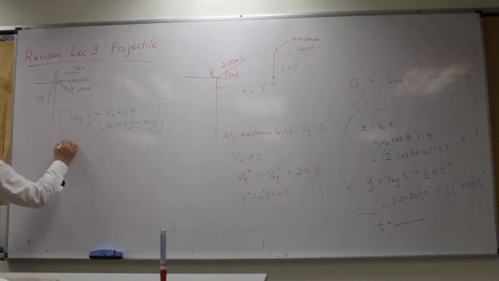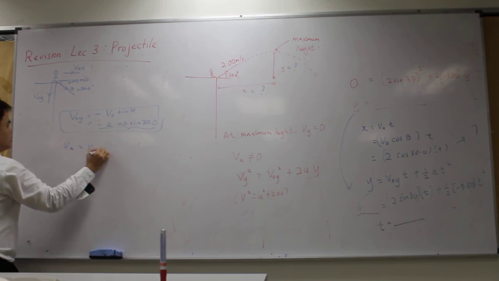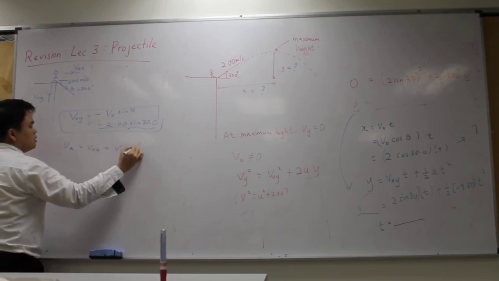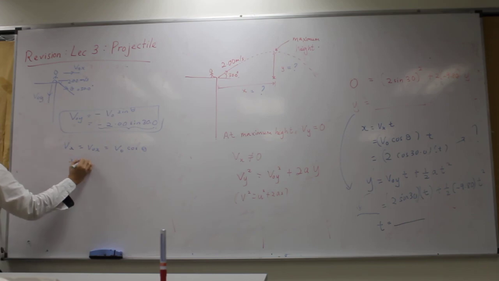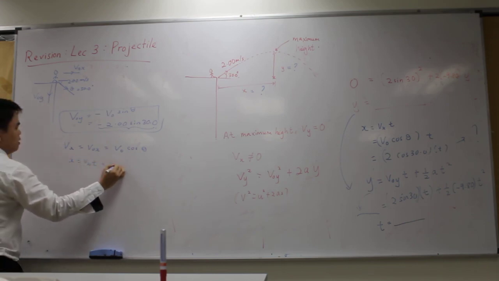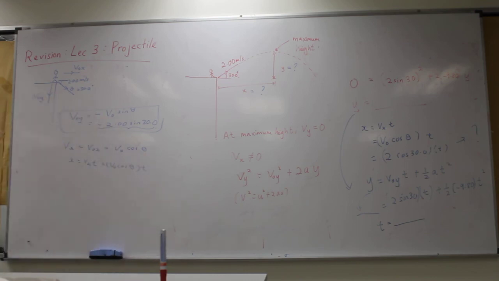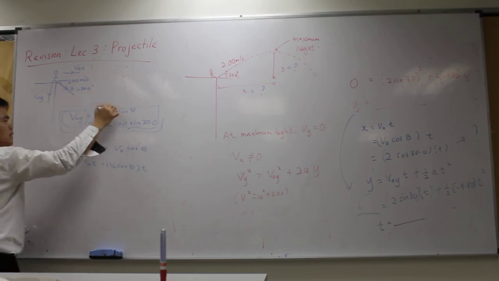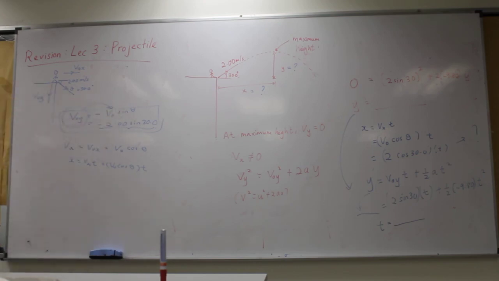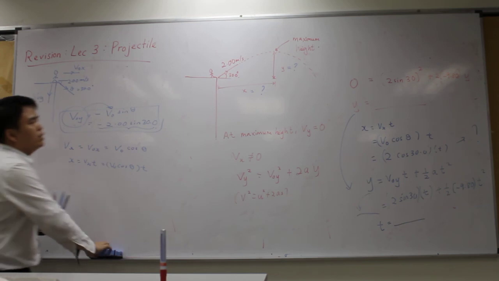So the same thing, Vx is still V0x, still V0 cos theta. So x is still Vx t, which is V0 cos theta times t. How about the y? Also the same thing, as long as you know that V0y is a negative value, then you can still substitute accordingly.